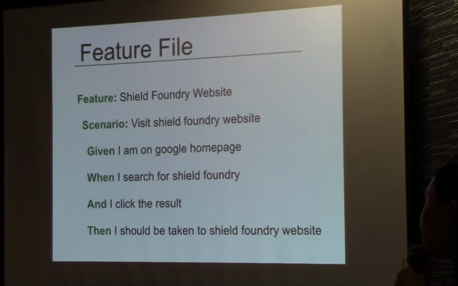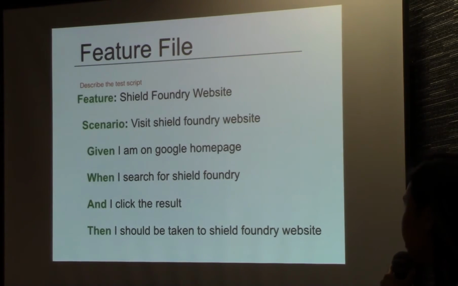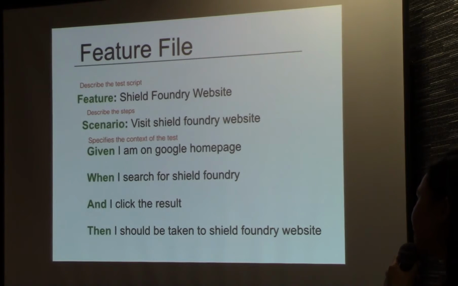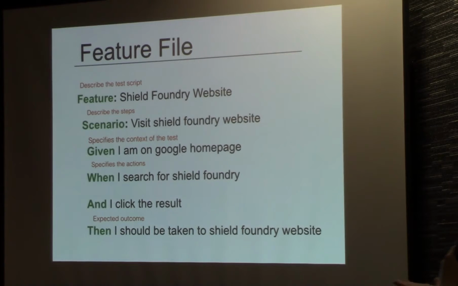Here's an example of a feature file. As you can see, this is where we put the Gherkin syntax. Your feature is the way to describe the test script. Your scenario describes the test. The given specifies the context of the test. Your when specifies the action. And your then is the expected outcome. And then we have a special keyword, and.